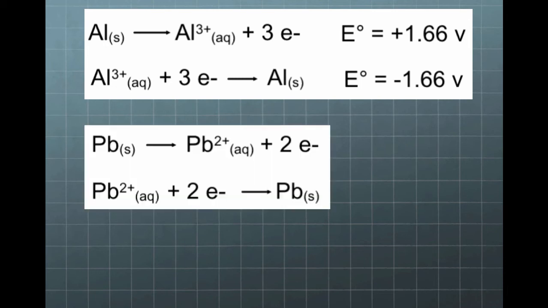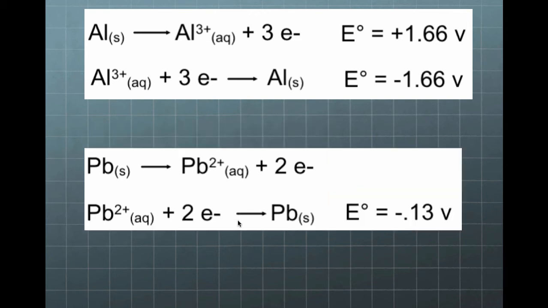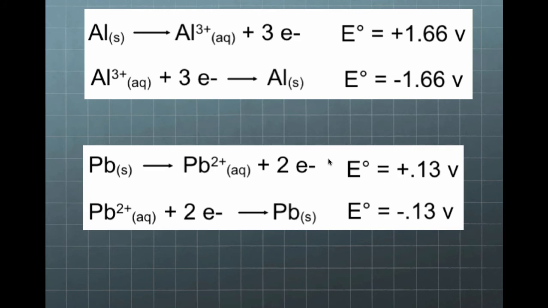Okay, well let's analyze. Lead could turn into lead ions, or lead ions could turn into lead. Look at the table and determine the voltage. Well, only reduction potentials are shown. Lead ions gaining 2 electrons has a negative 0.13 volts, so clearly the reverse reaction would have a positive 0.13 volts. Now, for the overall reaction, we're going to add the two half reactions.